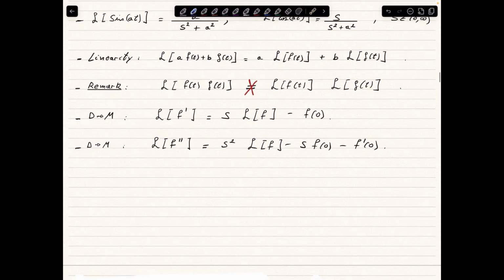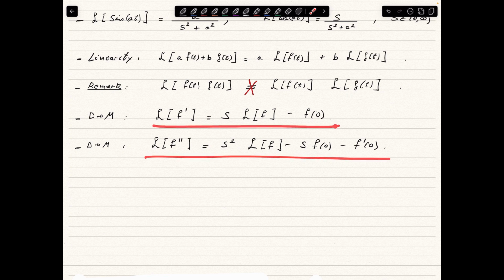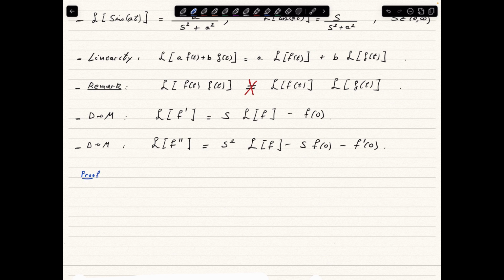So let's prove this property, because it's simple to prove. The only thing we need to do is to use this property twice, because we can write the Laplace transform of the second derivative as the Laplace transform of the first derivative of the first derivative.